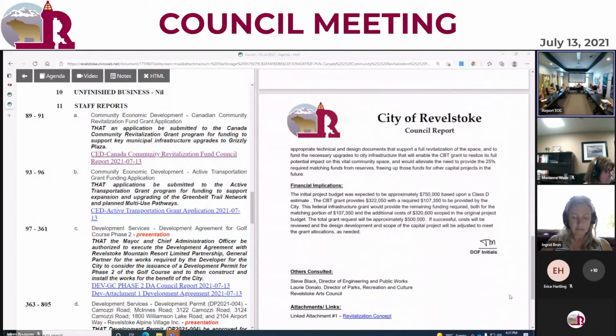All right, so the motion on the table, Councillor Ryan: that an application be submitted to the Canada Community Revitalization Grant Program for funding to support key municipal infrastructure upgrades to Grizzly Plaza. Second for the motion, Councillor Elliott. Any further discussion on the motion?